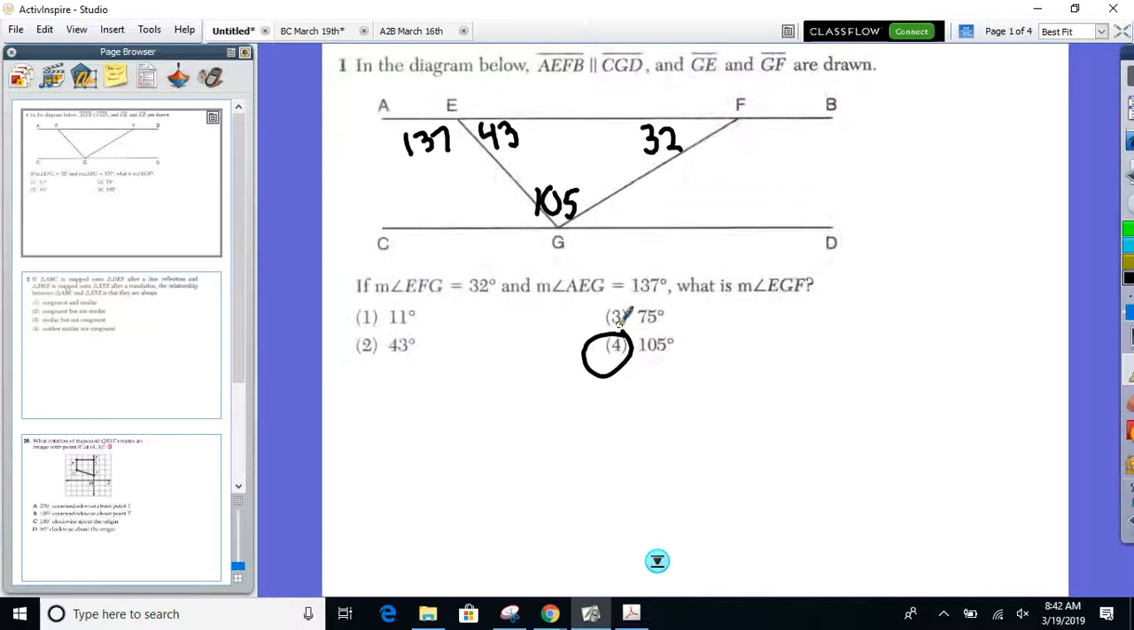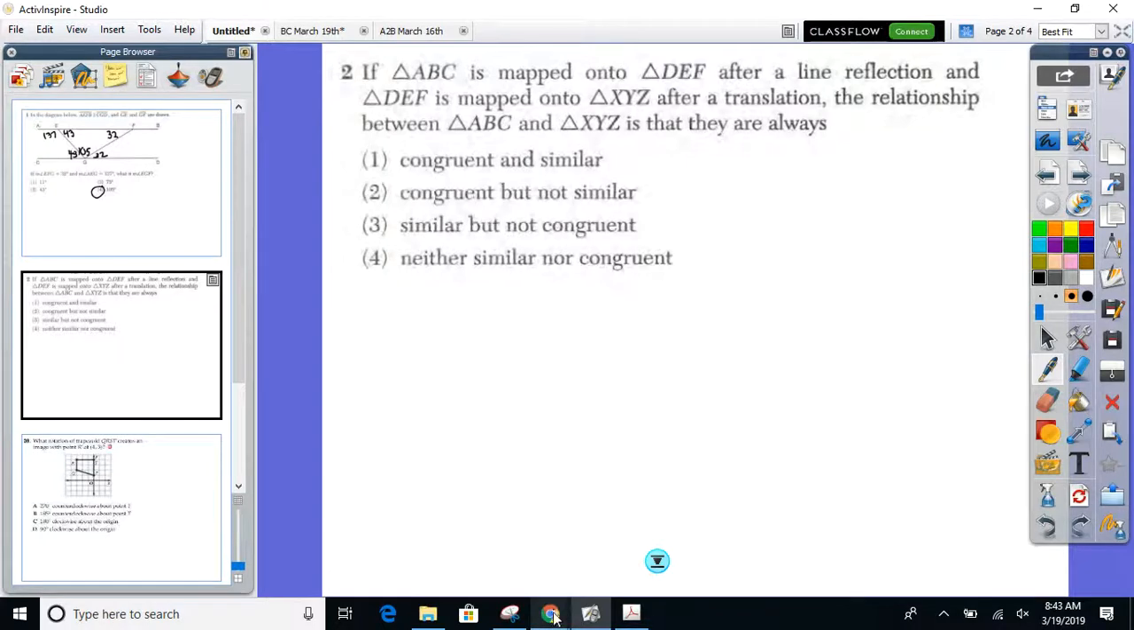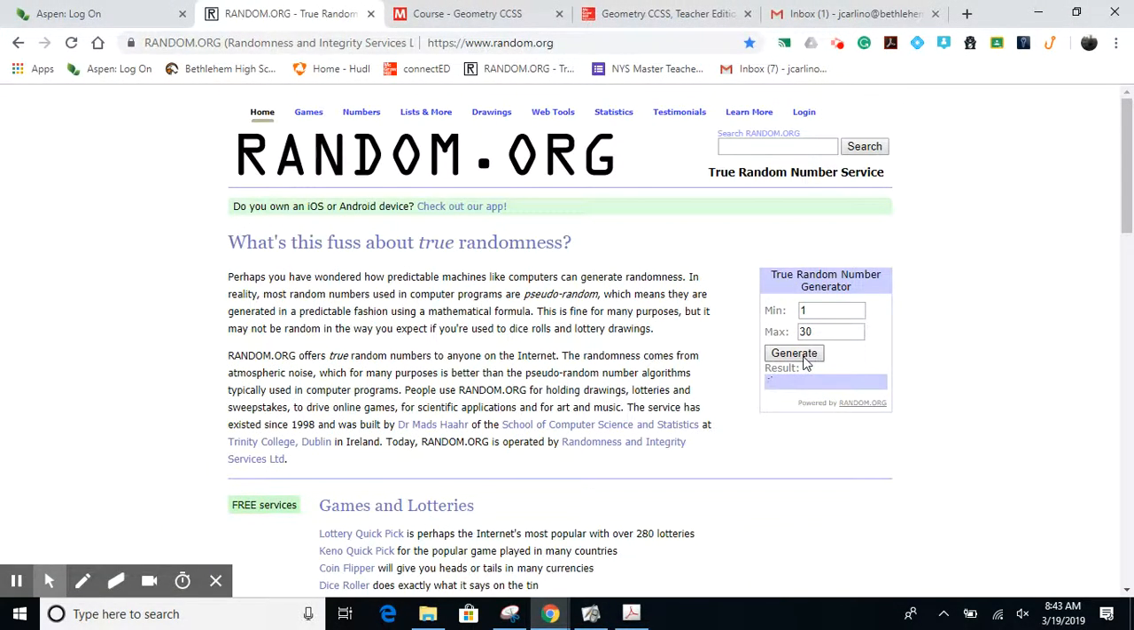Anybody use alternate interior angles because the lines were parallel? You could do it that way too. Remember, if this one's 43 right here, so is this angle right here, that's 43. If that's 32, that's 32 as well, and all three angles add up to 180, so that's another way of doing it. Thanks, Allie. Nice job. Funny coincidence, you're going to see this question again today in your notes, so that'll be an easy one when we get to that point.